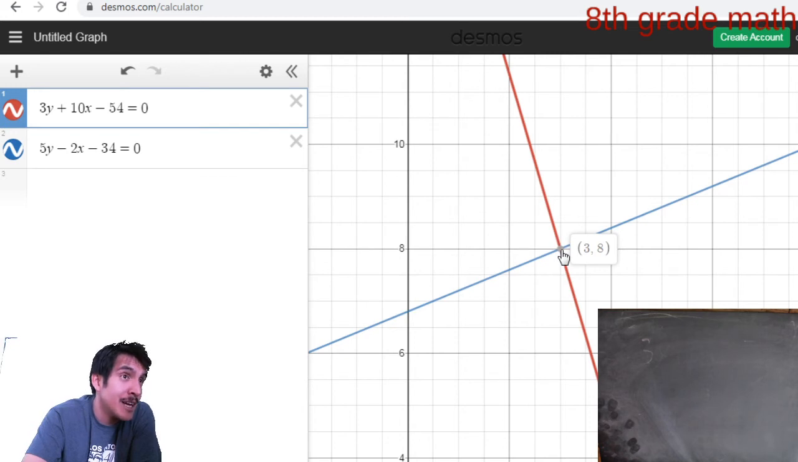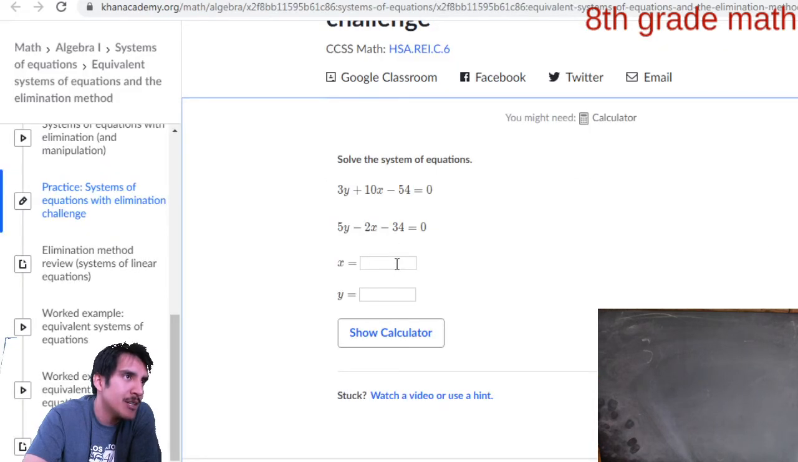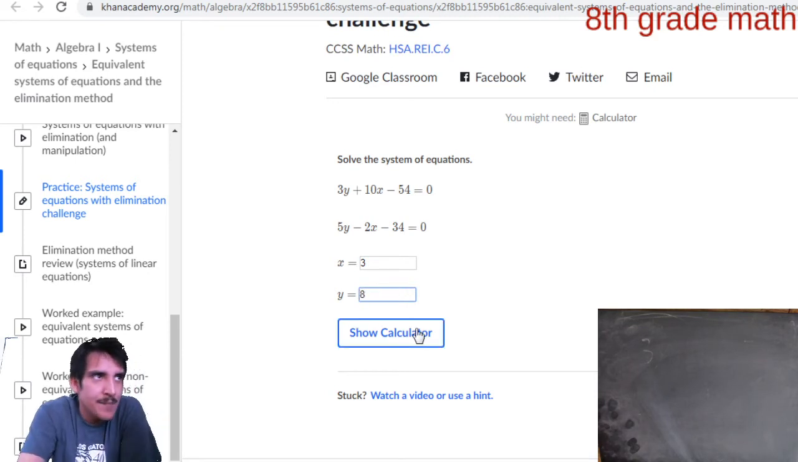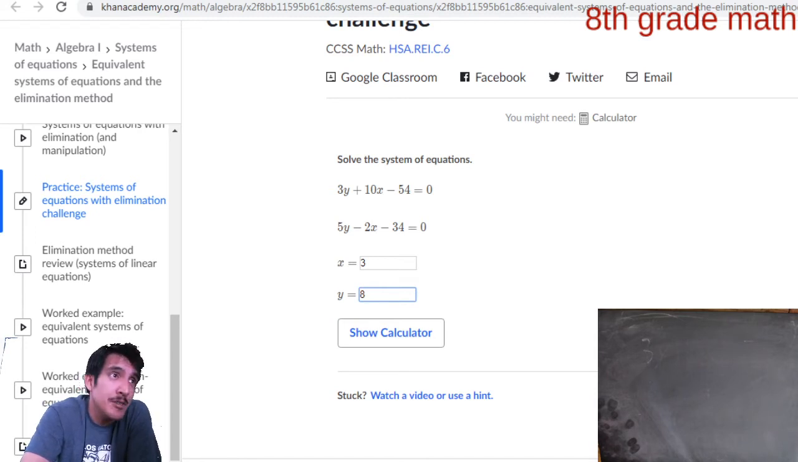It says 3, 8, which means x equals 3, y equals 8. So if we go back to our systems of equations, x equals 3, y equals 8. We didn't have to do any math for that. I would like for you to use either this way. If you would prefer to use this way the whole time, it's going to be better than nothing. You're going to get the answers that way.